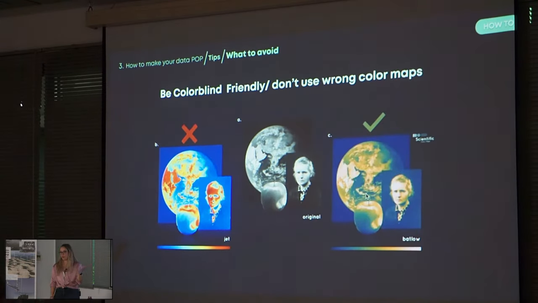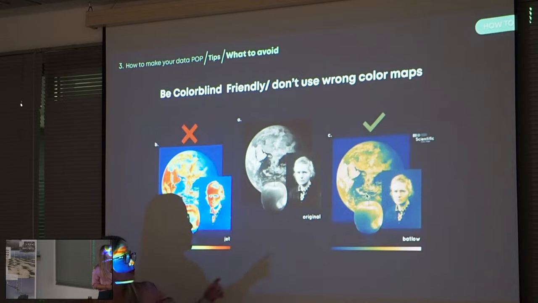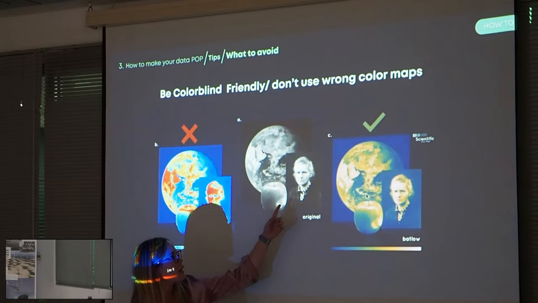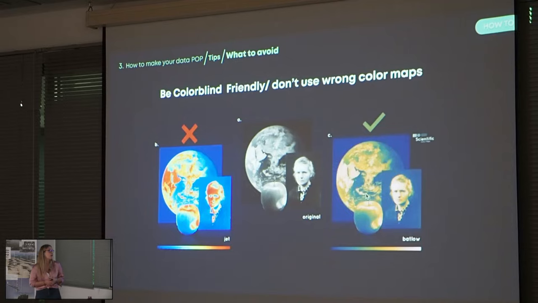In this example over here, we see how using the right color maps can really transmit the same information as we want to, or just distort it. So imagine if you do a biodiversity color map or a rainfall, and you can use the Batlow color gradient to convey your information and be also colorblind friendly.